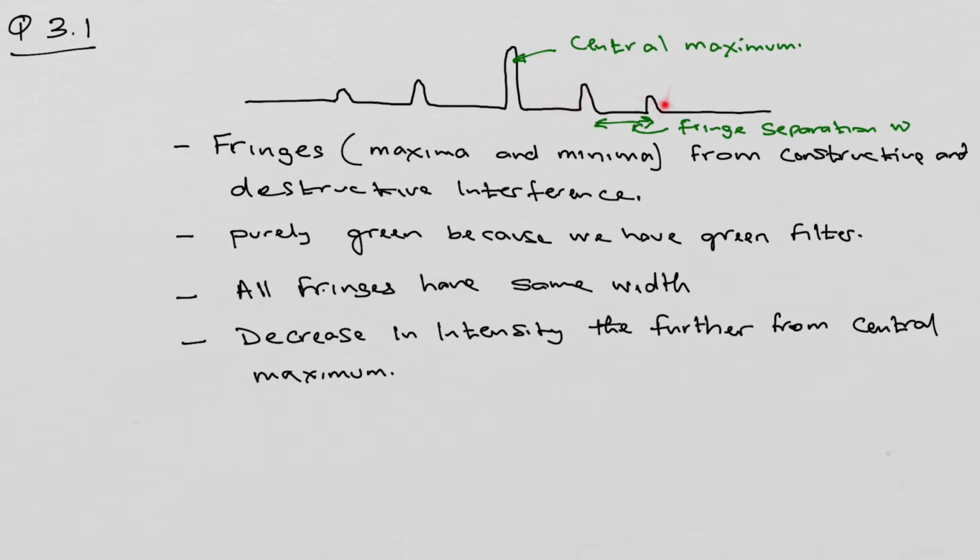Maximums, all are maxima, and they are purely green because we're using a green filter. Each fringe separation, which is W, is the same, but the intensity decreases the further away you are from the central maxima, as you go to the left and to the right. From the center of the central maxima, it's symmetrical.